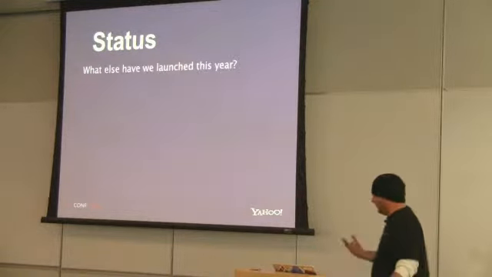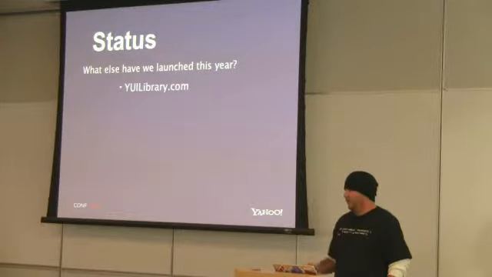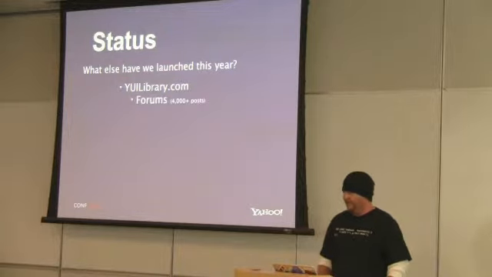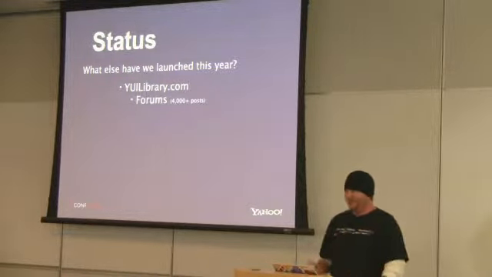So not only did we give our source out, we started giving out a whole lot more community things for people to start dealing with. So we've got YUILibrary.com. This was my pet project for the last year. Everything that we have on there, we have a new forum system that's had over 4,000 posts. I've only done 400 of those. So only 400 of those 4,000 posts were from me. That's huge.